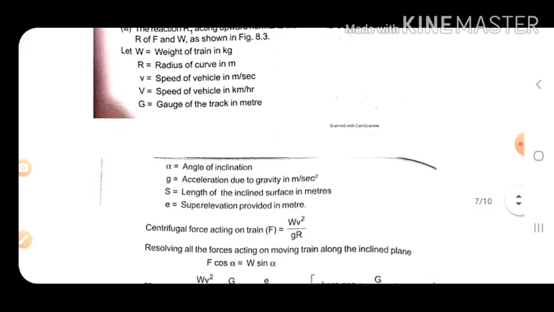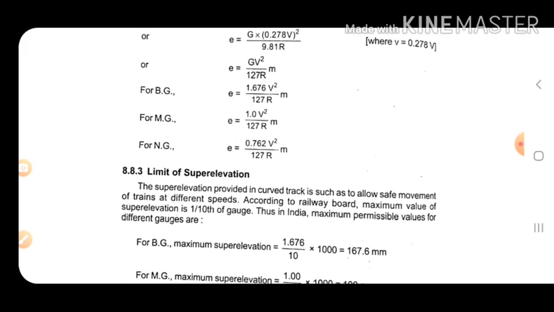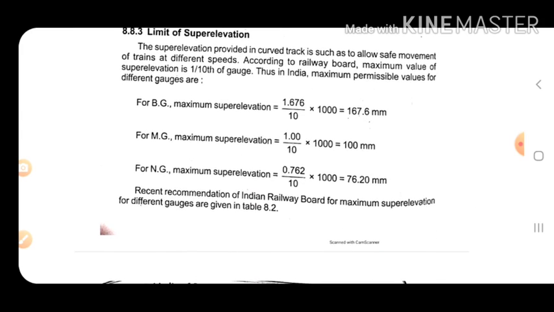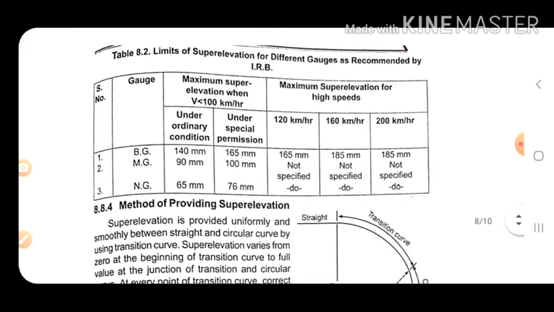Okay, this is the super elevation formula. Limit of super elevation: BG maximum 167.6 mm, MG 100 mm, NG 76.20 mm. This is a table of limits of super elevation for different gauges recommended by IRB.